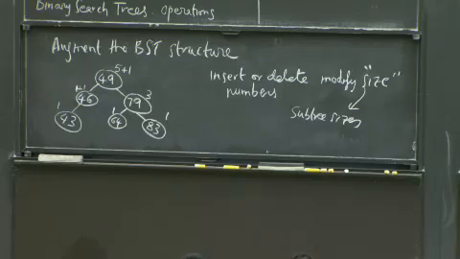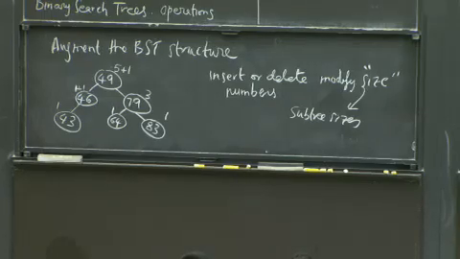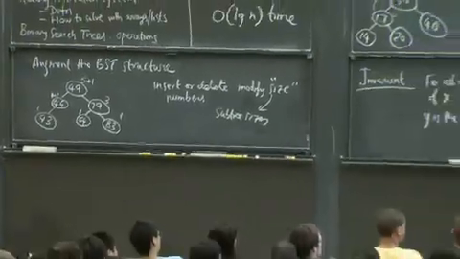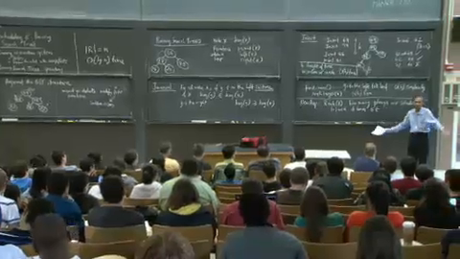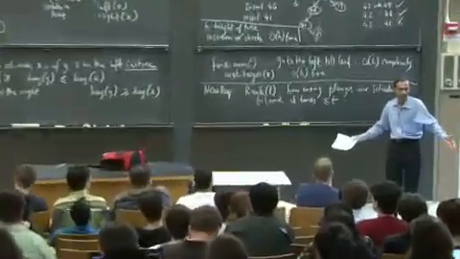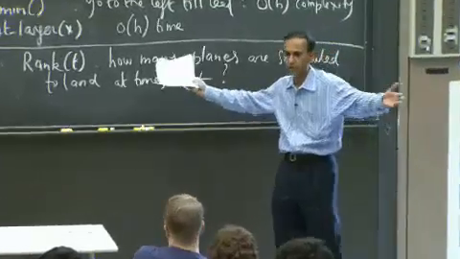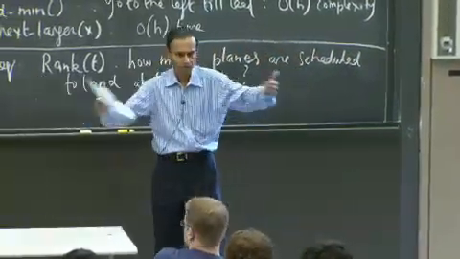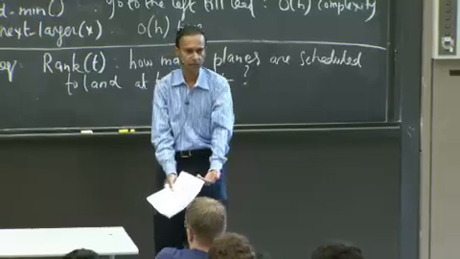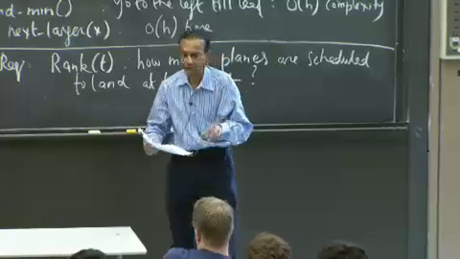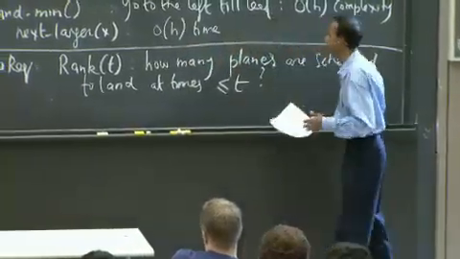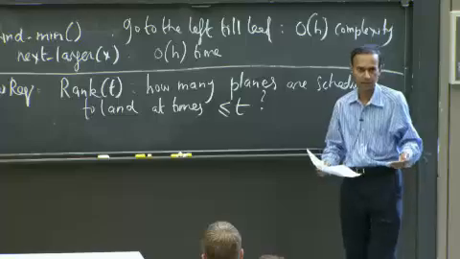So there's one thing missing here, though, which I haven't quite figured out. I've told you how these subtree sizes work, but it's not completely clear. This is the last thing we have to do: how are you going to compute rank T from the subtree sizes, right? And so everyone understands subtree sizes? It's just the number of nodes that are underneath you, okay? And you remember to count yourself, all right? Now, what is rank T? Rank T is how many planes are scheduled to land at times less than or equal to T, all right?